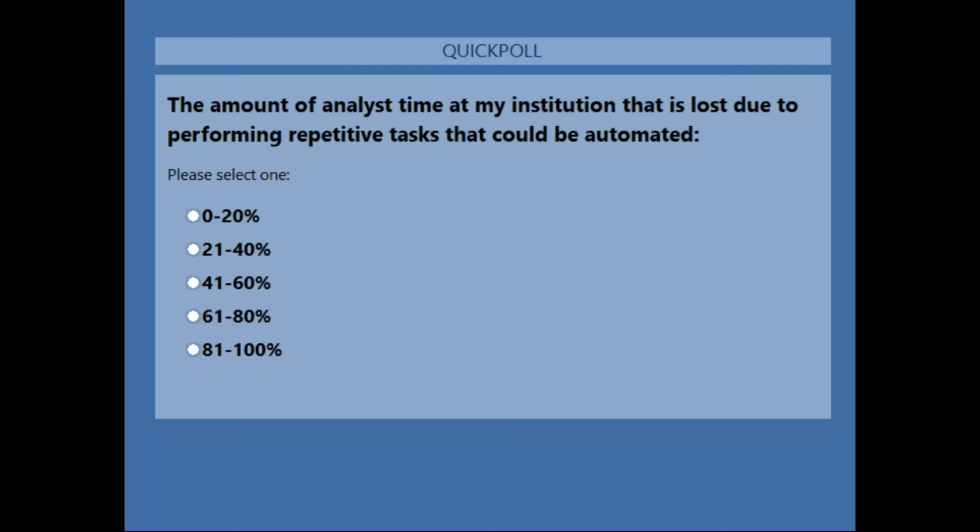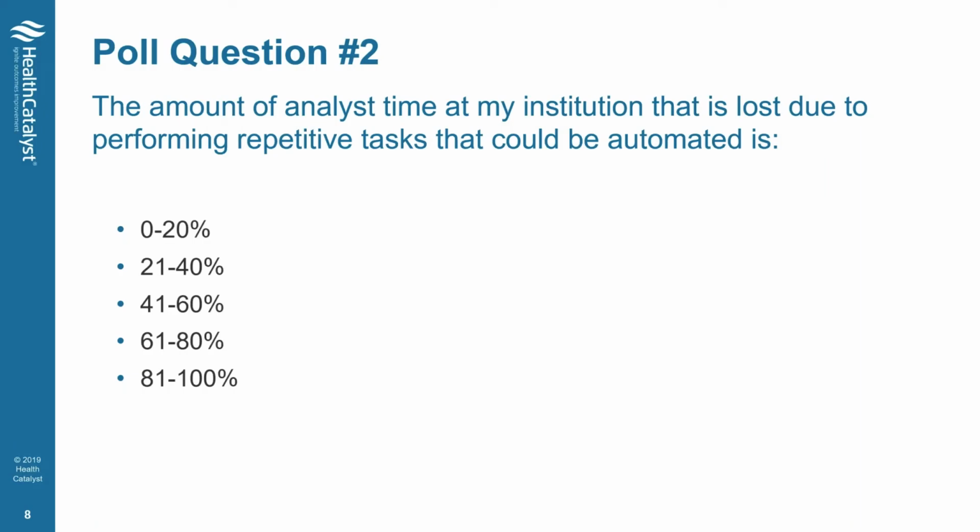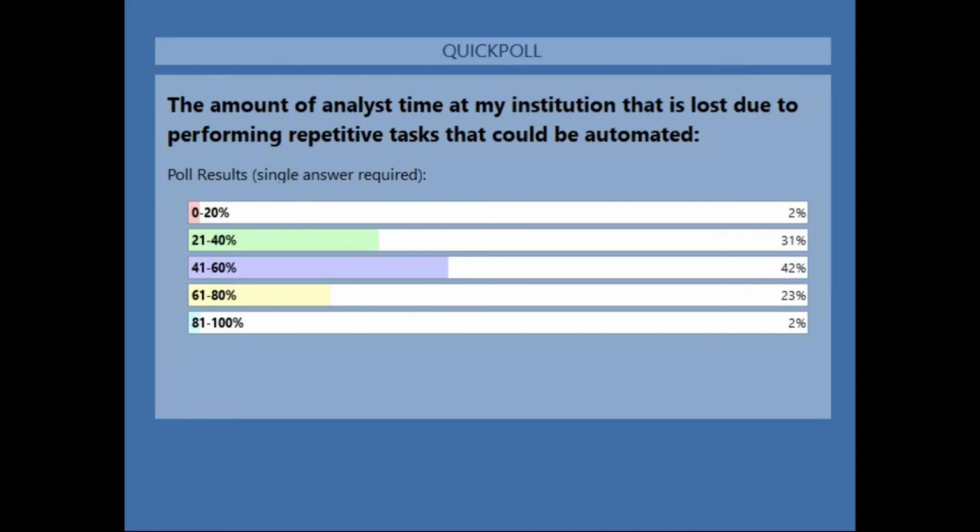Okay, the votes are still coming in. All right, we're going to go ahead and close that poll and share the results. So 2% reported 0 to 20%, 31% reported 21 to 40%, 42% reported 41 to 60%, 23% reported 61 to 80%, and only 2% reported 81 to 100%. That is interesting as well.